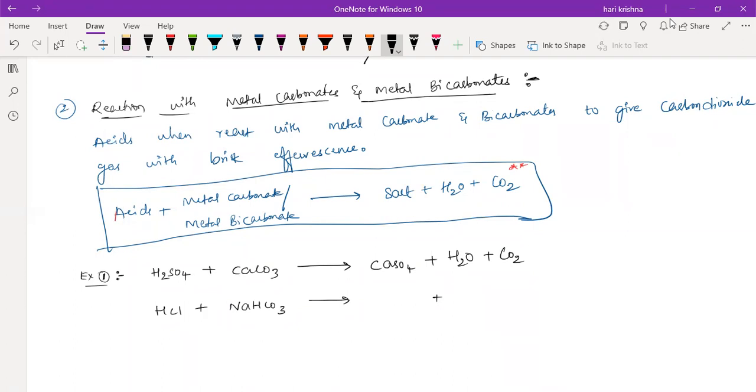Sir, can I tell our answer? Yeah, Balaji. NaCl plus CO2 plus H2O. Very good. Always these two, CO2 and H2O, are constant in the given chemical reaction. Only the salt will change. So your salt is NaCl, and CO2 and H2O are the products. Okay. Next.